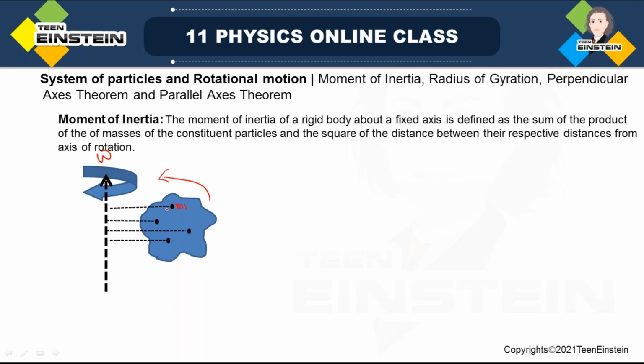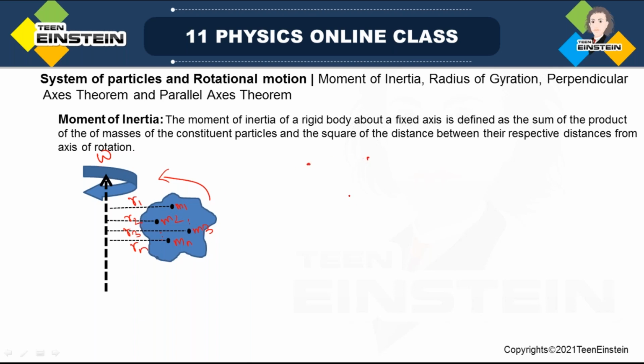This object is constituted by many such particles, like m1, which is situated r1 distance away from the rotation axis, and here is m2, which is at r2 distance away, and I can go on like that. This is m3, at r3, and maybe we have some n-th particle here, with mass mn, at rn distance away. You can have such particles constituting this rigid body.